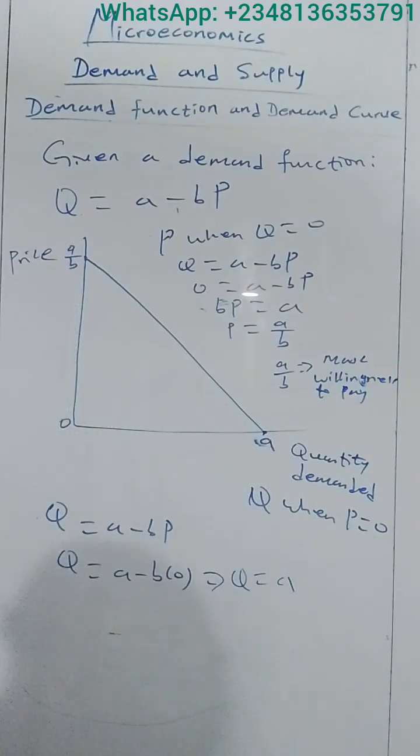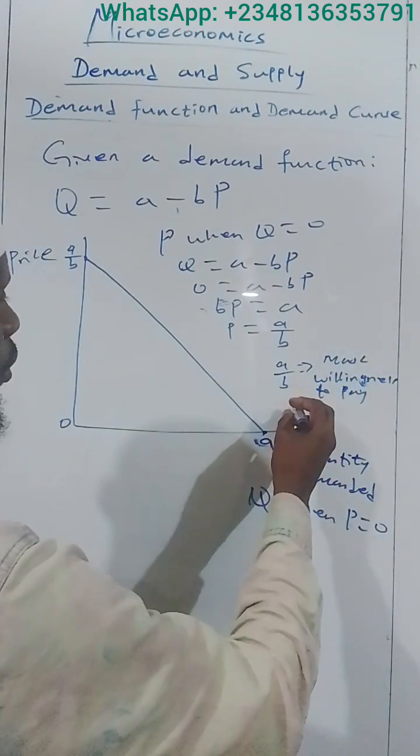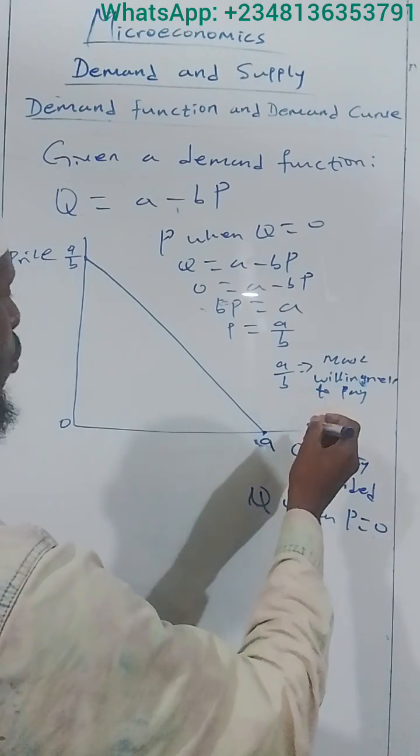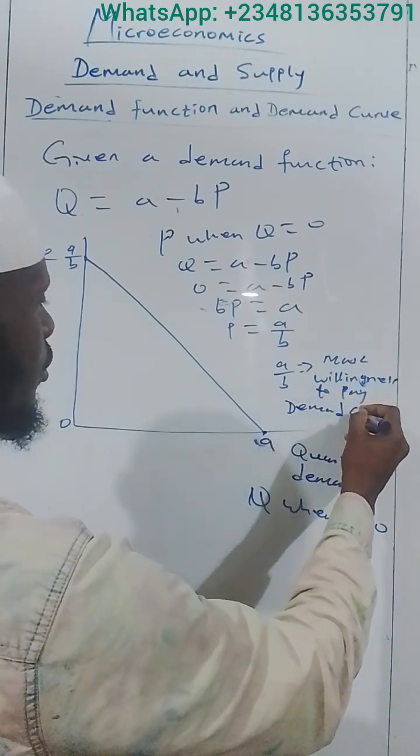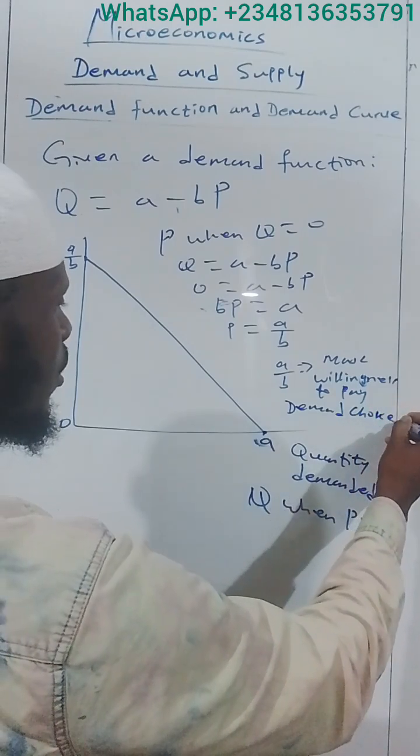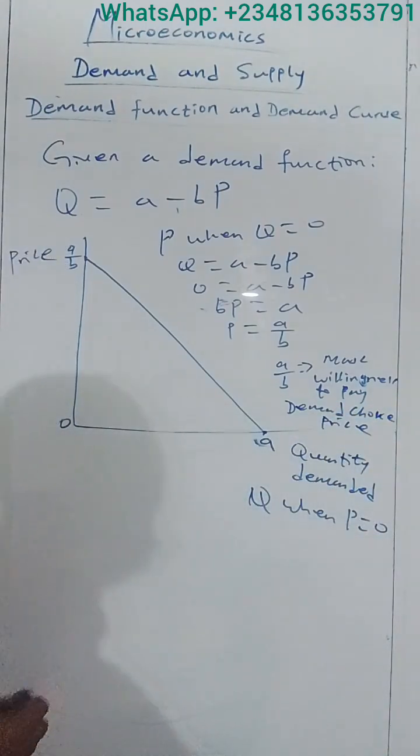When we get to consumer welfare, we are still going to make use of this, but get to know how to derive this. Apart from maximum willingness to pay, it's also known as what we call the demand choke price. Demand choke price.